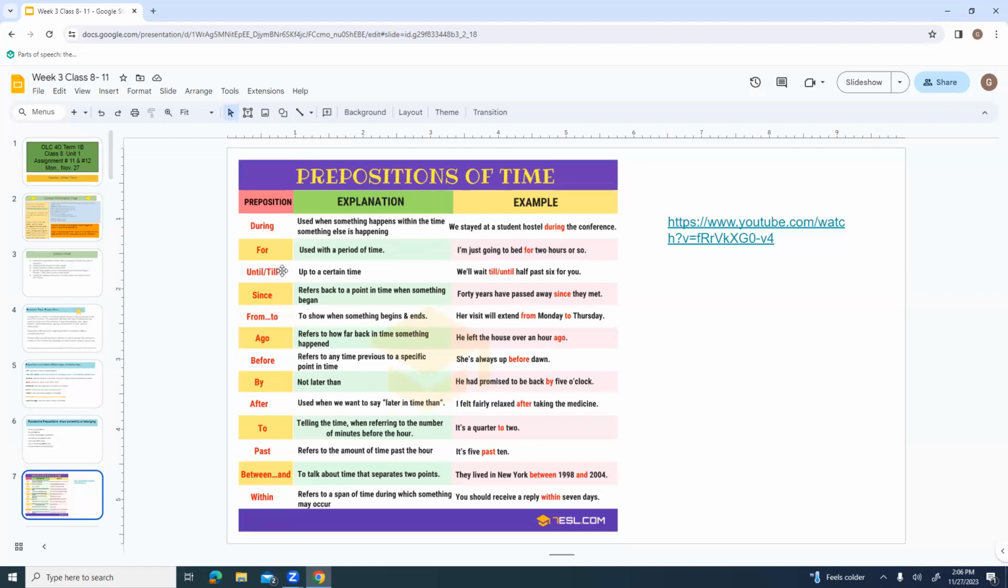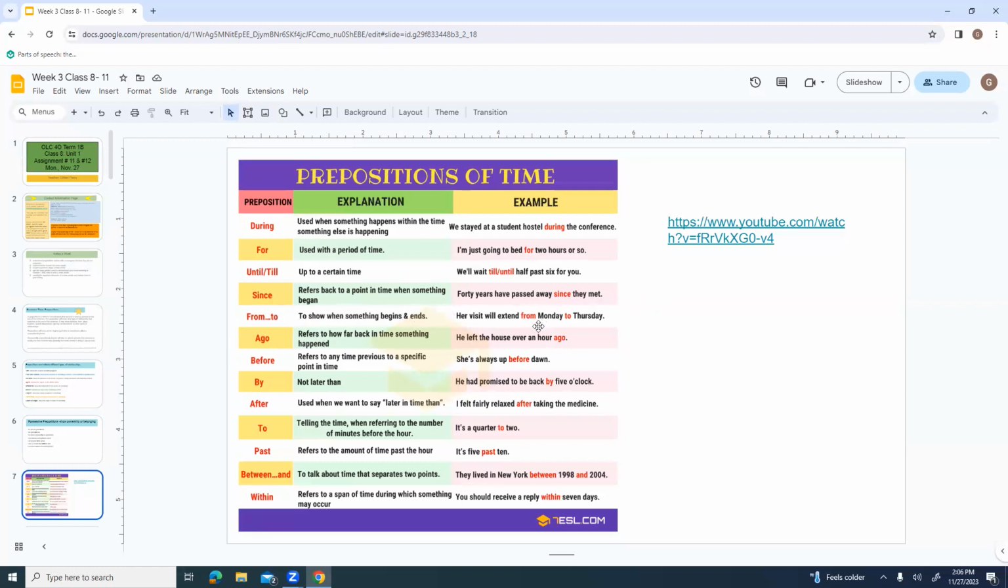Until or till is indicating up to a certain time. Like we'll wait until 6:30 for you. Till is kind of the short form of until. Until is the full word. Since is referring back to a point in time when something began. So like 40 years have passed away since they met, or this building has been here since the turn of the century. From and to is showing you when something begins or ends.